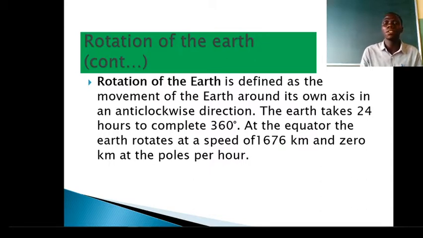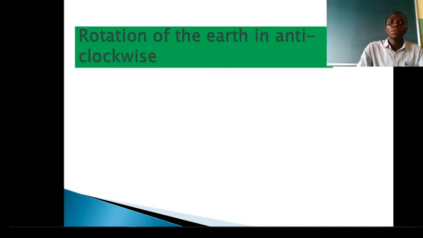This movement is completed in a period of 24 hours. Within 24 hours, I mean day and night, the Earth completes a tour of 360 degrees, which equals 1 day. Now, while moving, the Earth moves very fast at the speed of 1,676 kilometers per hour. Rotation of the Earth is made in an anti-clockwise direction.